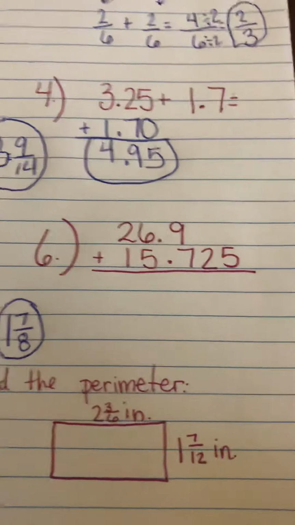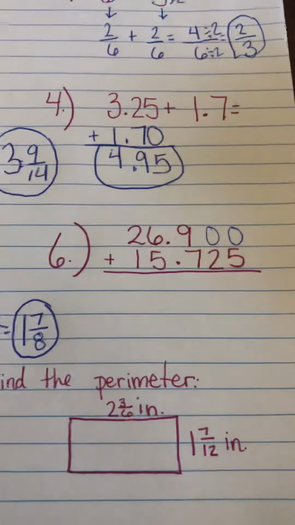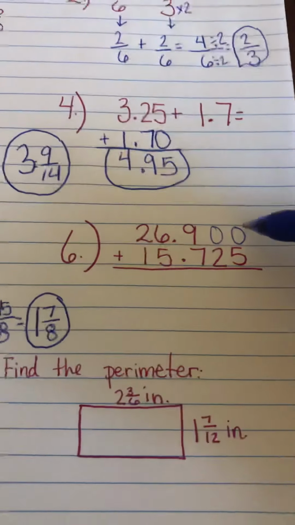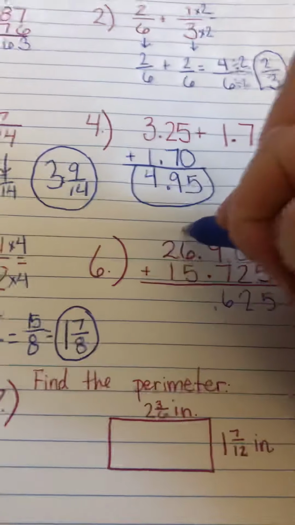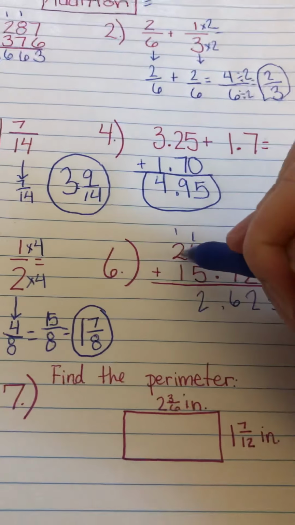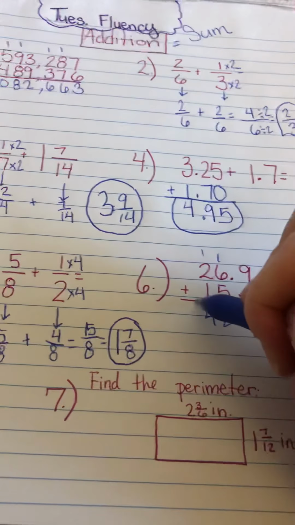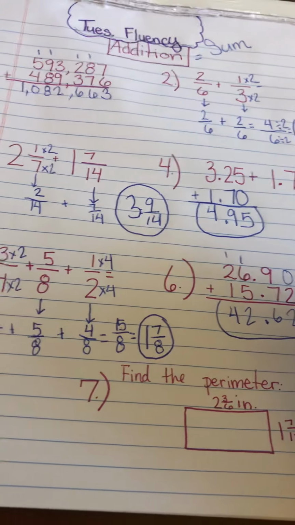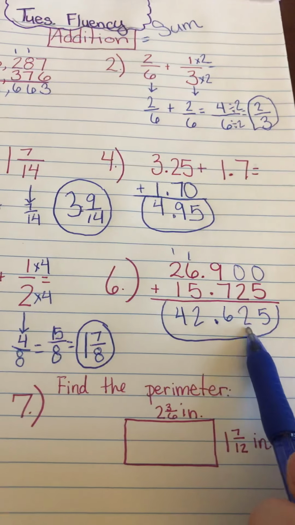All right, number 6. You notice there's no hundredths or thousandths, so yep, you know it. Go ahead and add your zeros. 5, 2, 16, 12, 4. So go ahead and say that number out loud. Woo. 42 and 625 thousandths.